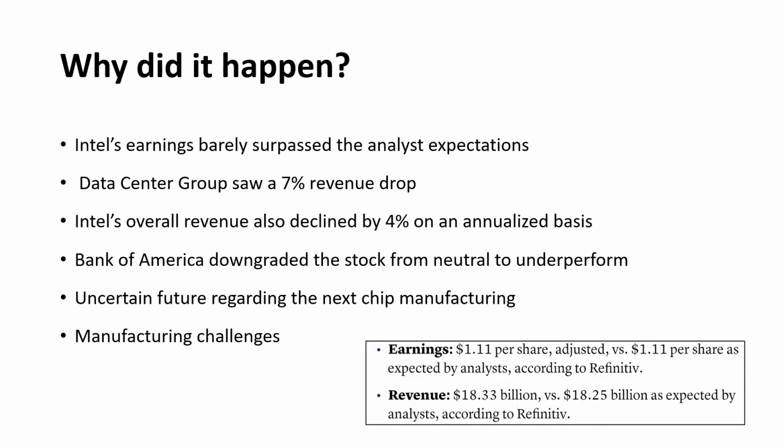So why did it happen? The fall in the stock price is largely attributed to the fact that Intel barely surpassed the analyst expectations. As you can see, earnings were 1.11 per share versus 1.11 per share expected, and the revenue was 18.33 billion versus 18.25 billion expected. So it wasn't a huge increase.